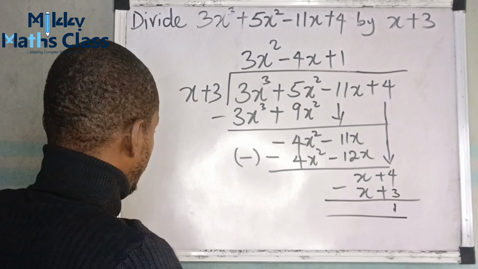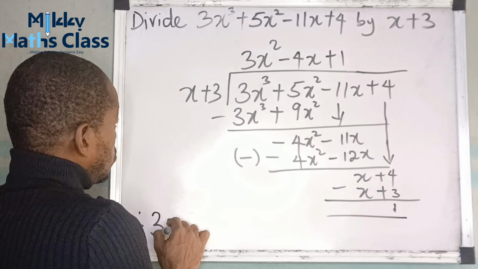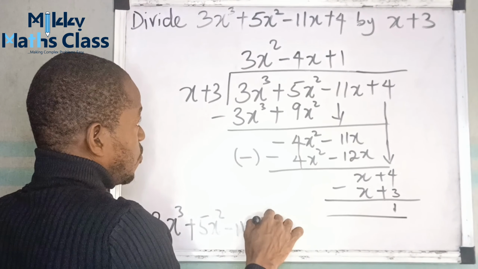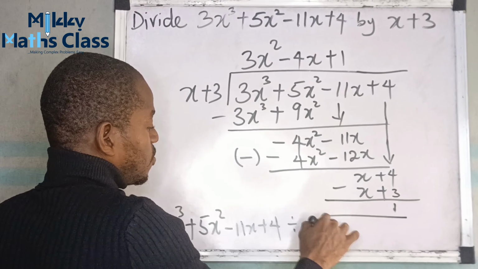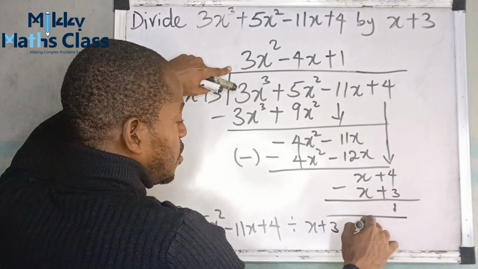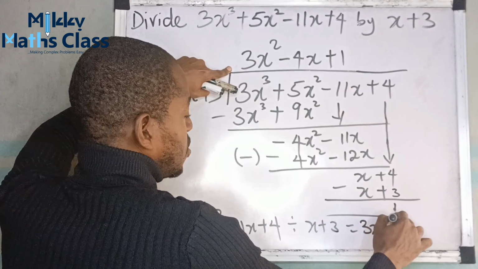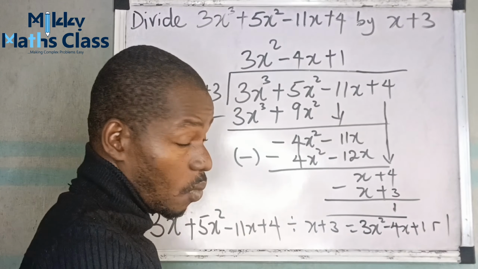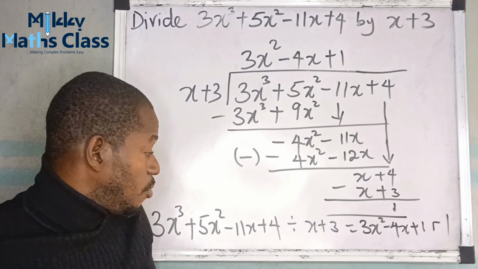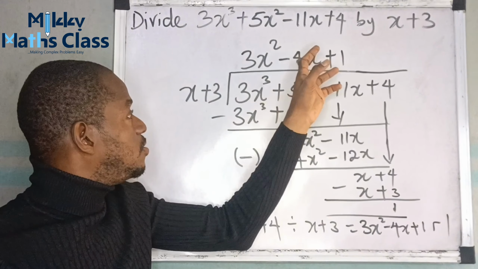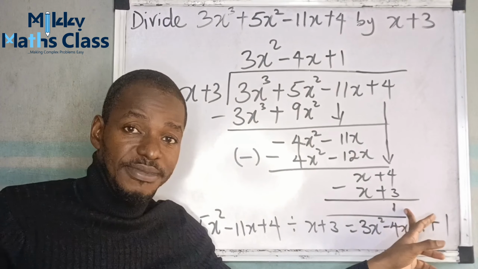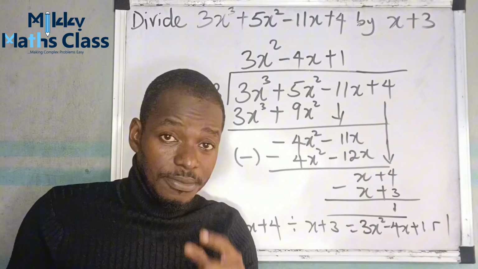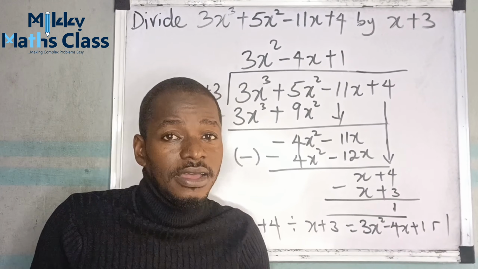So therefore we conclude 3x to the power of 3 plus 5x squared minus 11x plus 4 divided by x plus 3 will give us 3x to the power of 2 minus 4x plus 1, a remainder 1. If you want to know if you are correct, multiply these two together, this and this, add the remainder. You must get this dividend. If you don't get it, that means you are not correct. That's how to check when you are dividing.